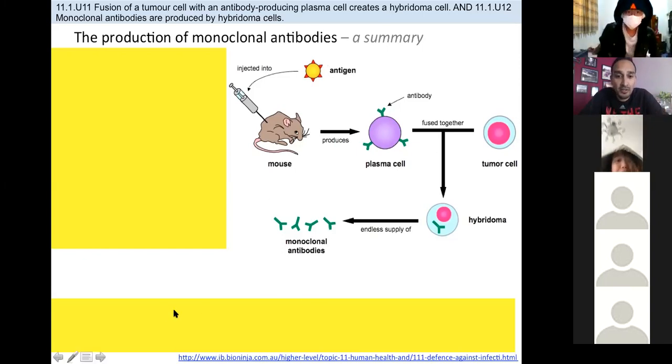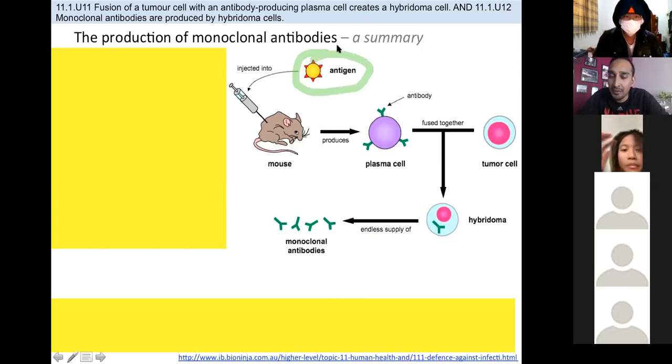First, we need to know the antigen that we're interested in, right? So this is the bad guy right now. We know that on the surface it has these proteins. Okay, fine. Since we're ethical to an extent, we're not going to use humans. We're going to take a mouse, okay? We take this mouse and we're going to inject the antigen into the mouse.